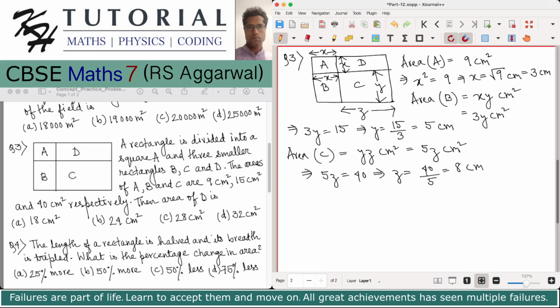So we know z and we know x. So we can now find the area of D. Area of D will be equal to the length z times the breadth x, which is 8 centimeter times 3 centimeter, which is equal to 24 centimeter square. So the correct choice is B. B is the correct choice.